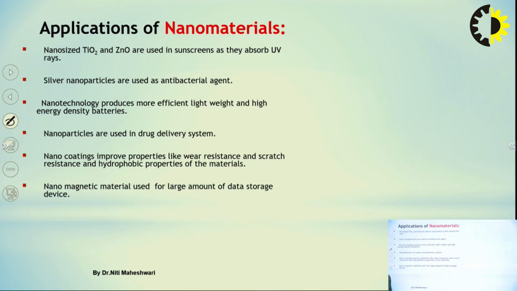Nanomagnetic materials are used for large amounts of data storage. So data storage devices are made up of nanomagnetic materials. Nanostructured membranes are being used for water purification techniques.